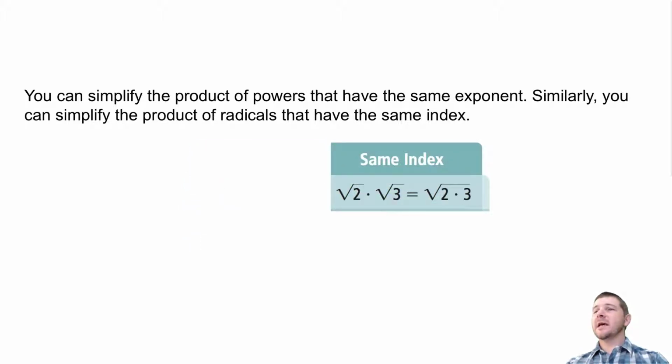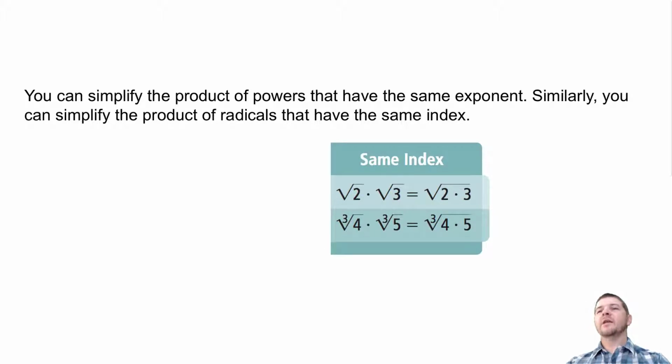And on the right, with the same index, we have the square root of 2 times the square root of 3, both with the same index value 2, because they're square roots, can be rewritten as the square root of the product 2 times 3. Below that, the cube root of 4 times the cube root of 5, a common index of 3, can be rewritten as the cube root of the product 4 times 5.